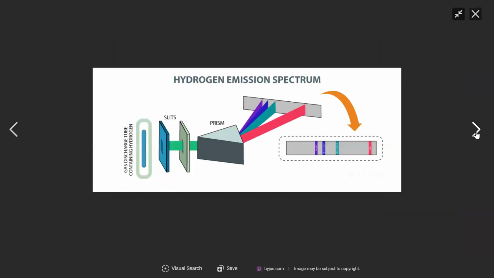Have a look at this also once. So this is how the whole setup looks. Gas discharge tube containing hydrogen, and electric discharge is passed through it, and then the emitted radiations are passed through the slits and then through the prism, and after passing through the prism, they are made to fall on the photographic plate, and on the photographic plate we get a series of lines, which are the Lyman, Balmer, Paschen, and Brackett series. Got it? Yes, sir.